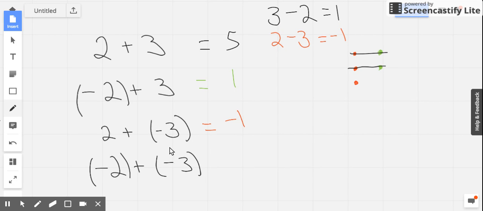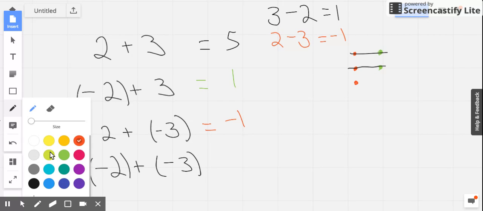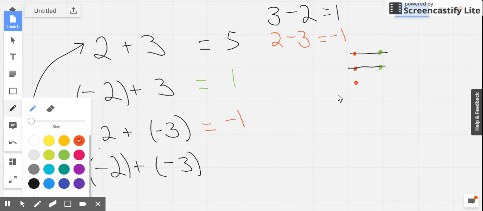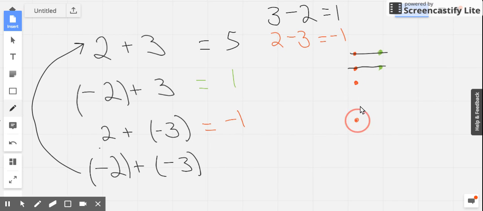Finally, I've got this scenario. Now this scenario is actually going to be most similar to the first scenario we did. This scenario is going to relate most closely with this scenario, and you'll see why in a second. I've got negative 2 and another negative 3. So negative 2 plus negative 3. And if I were to do my dots, I would do 1, 2, and then I'd do 1, 2, 3.